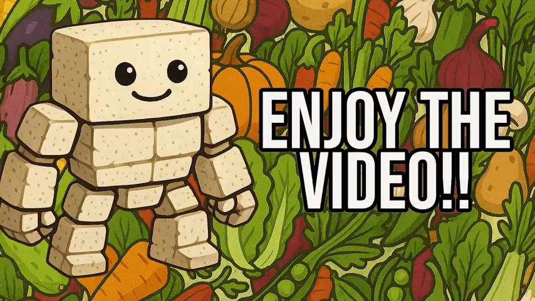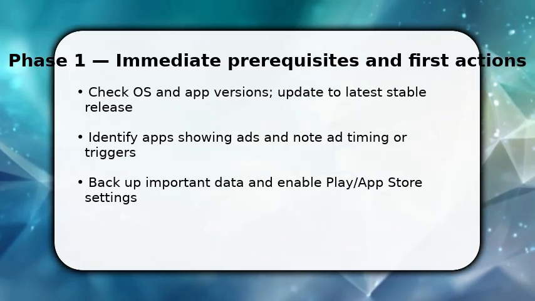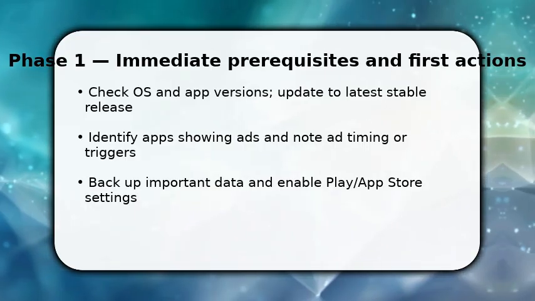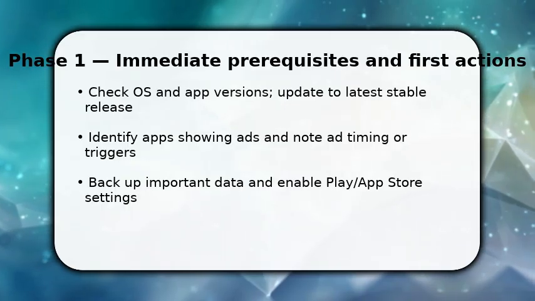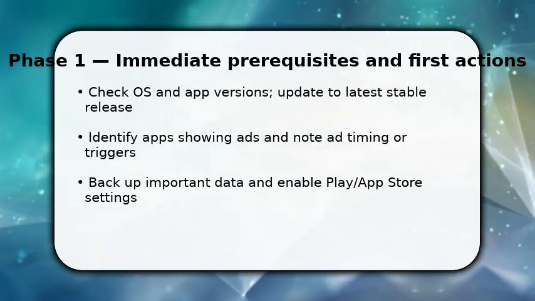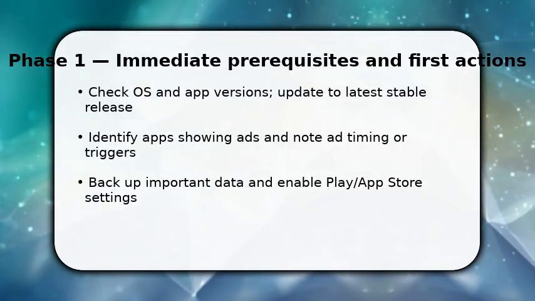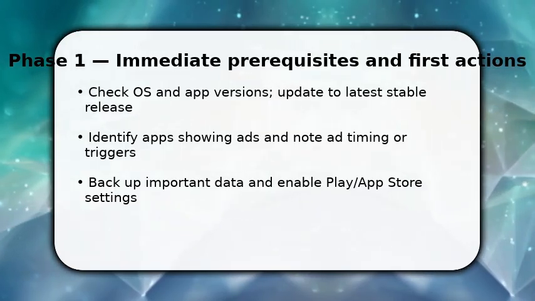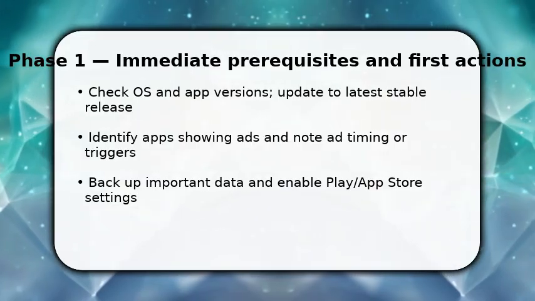Please enjoy the video. You begin by verifying your phone and apps are current, because updates often fix intrusive ad frameworks. Once done, list which apps show ads and when they appear. This helps target solutions. Now enable permission controls and back up critical data before changing settings so you can restore if needed. Make sure you use official store updates rather than sideloads, and prepare a short note of ad examples to test changes immediately after each step.